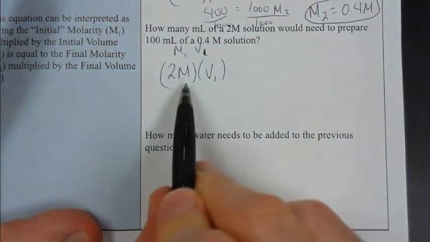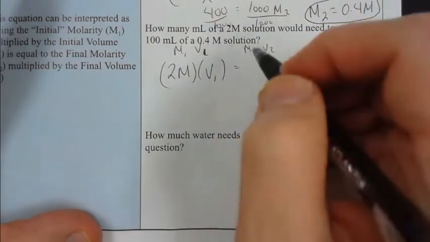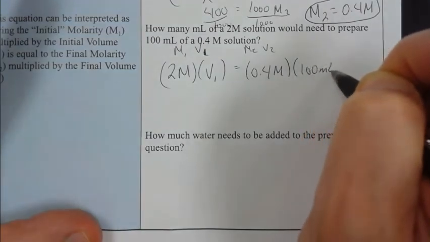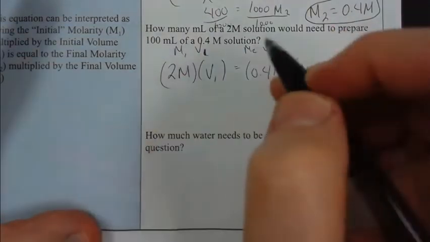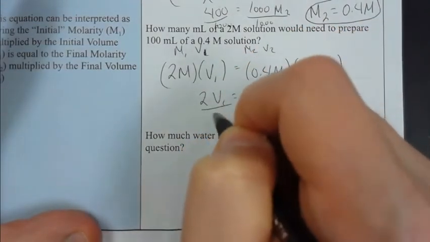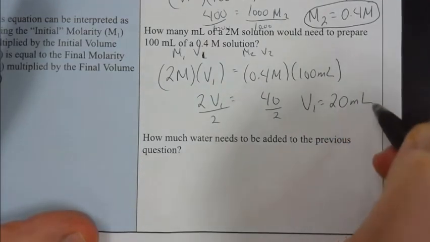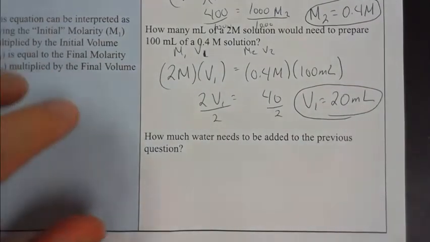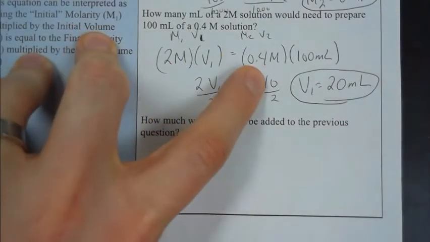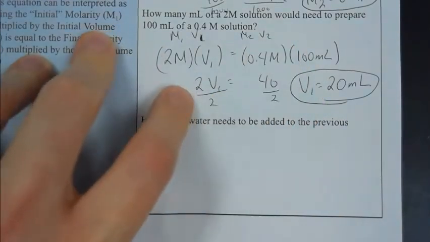Okay, so M1V1, 2 molar times our unknown, is equal to M2 times V2, and we ended with 0.4 molar and a final volume of 100 milliliters. So this is equal to 40, and then 2 times V1, we're going to divide both sides by 2. So V1 is equal to 20 milliliters. Okay. Again, if you go from 2 down to 0.4, that's going down by 1/5. And so our volume had to go up by a multiple of 5.